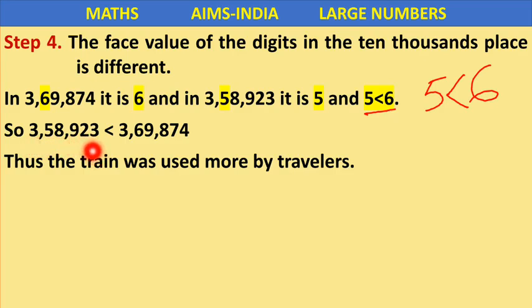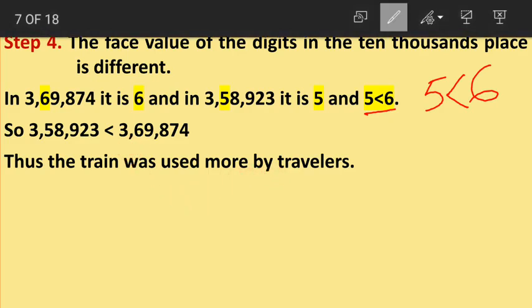Now this 3,58,923 was the number of people who travelled by aeroplane, and this 3,69,872 was the number of people who travelled by train. This was aeroplane and this was train. Now the number of people who travelled by aeroplane is less than the number of people who travelled by train. Now which means of transport was used more?